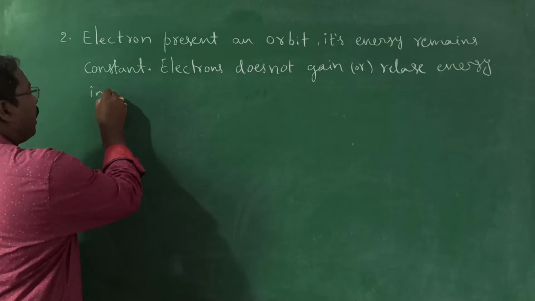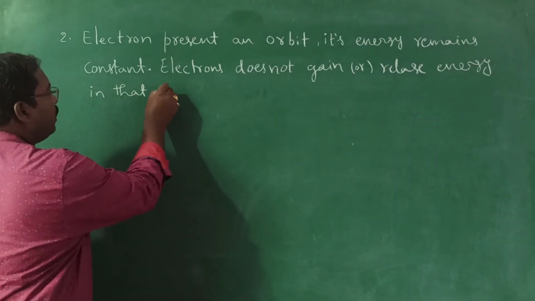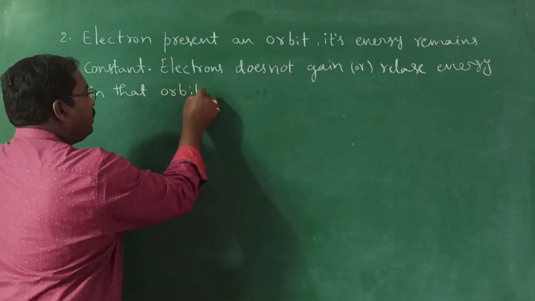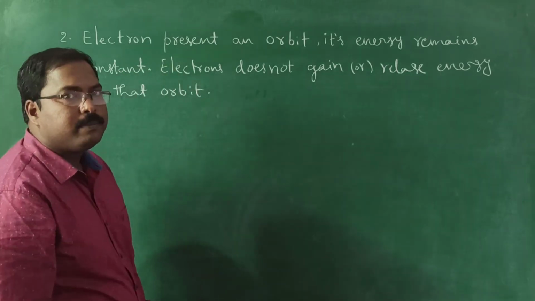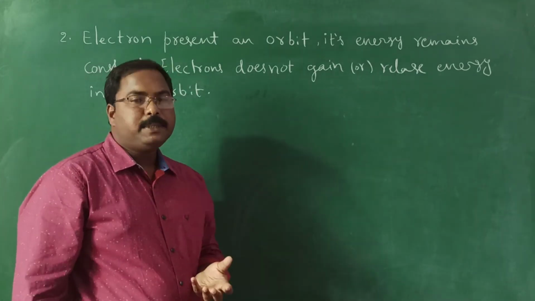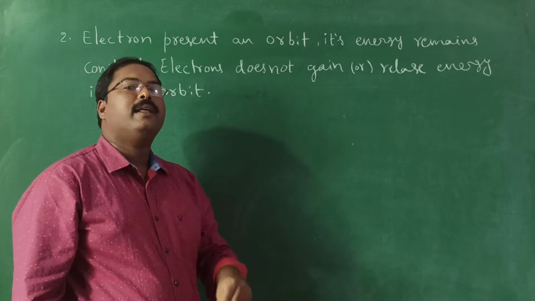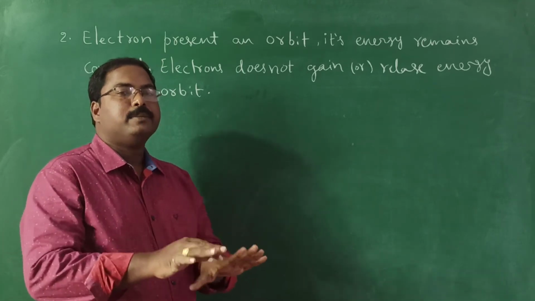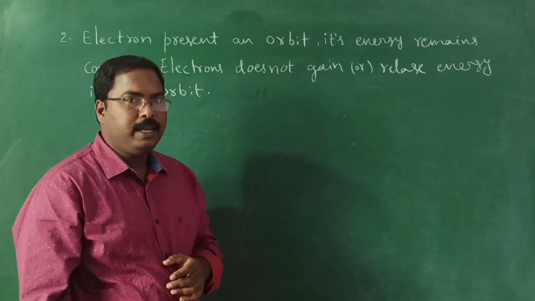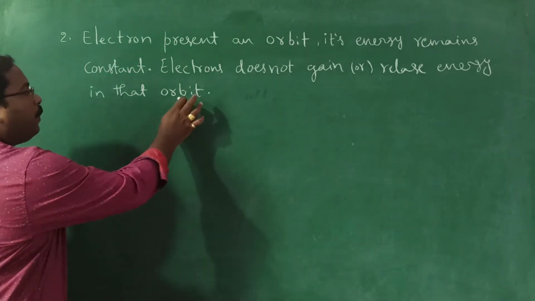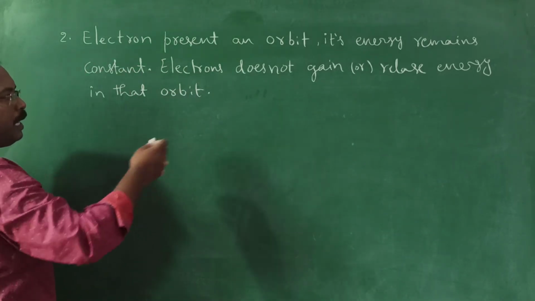When the electron's energy remains the same, it never becomes zero. That is why the atom does not collapse. Atoms are always stable. This is one of the important points we need to remember, which we already discussed.